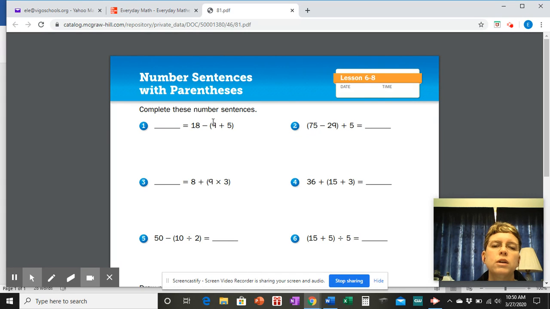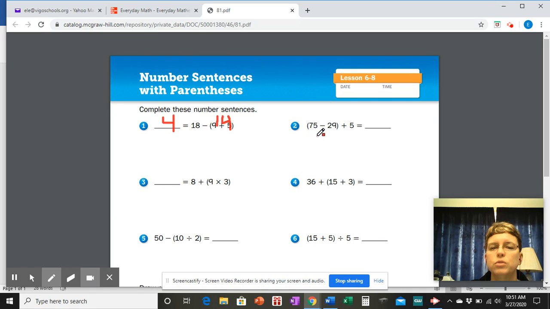So when we are working on parentheses, you're going to do what is in the parentheses first. And what I like to do is take what's in the parentheses and do that, and then I will write above it what the answer is, so it's easier to work with when I move further. So we're looking at 9 plus 5 first. 9 plus 5 is 14. So I'm going to write 14 above it, so it makes it easier when I move to the next step. So now I have 18 minus 14, which would give you 4. So I'm going to write my answer over here to the side.